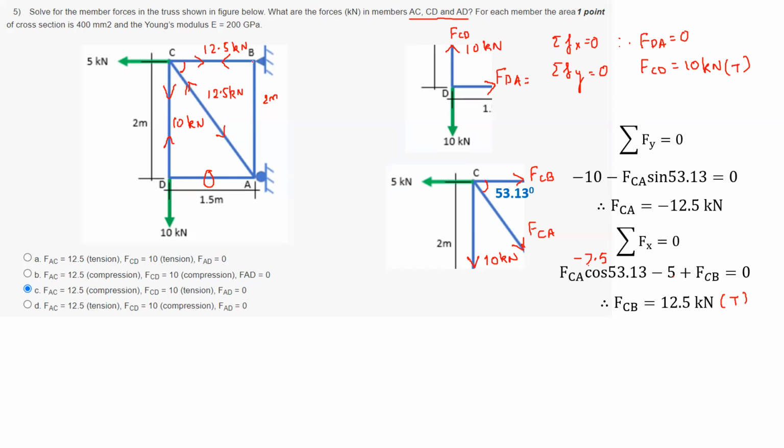Now we have to find at B. Now I will consider joint B. You can see the force in this member is 12.5. Now we have to find the force in this one. You see we have two reactions over there. Here we have only one reaction, which will be in the horizontal direction, and here we have two reactions, one horizontal and another vertical. If you apply summation Fy = 0, you will get this reaction as 10 kilonewton.